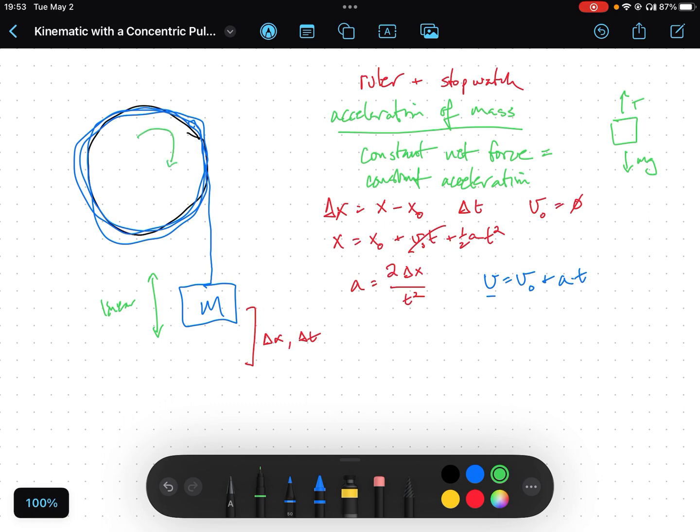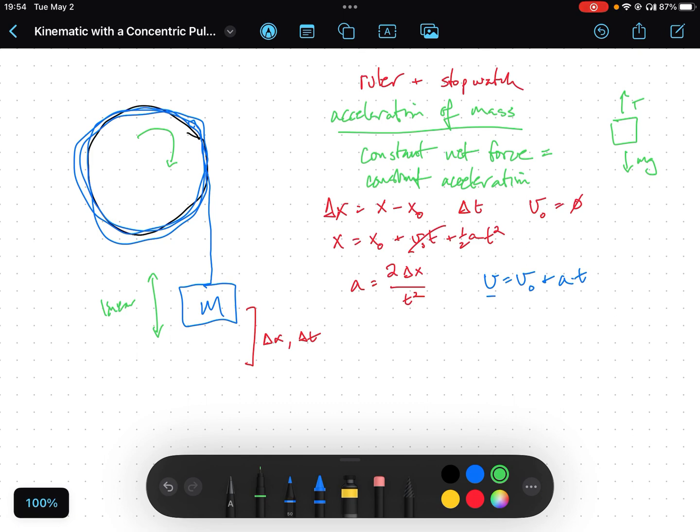And the concentric pulley is rotating, and we can think about its motion in terms of angular quantities like angular velocity, angular acceleration, and angular displacement, or we can think about the linear motion of a point anywhere on this rotating object. And it's a little weird because the linear motion that we're talking about is sort of in quotation marks because it's moving along a circular path.